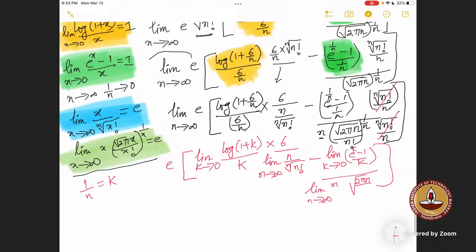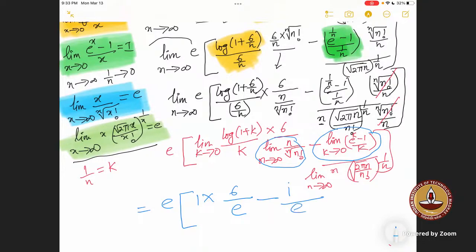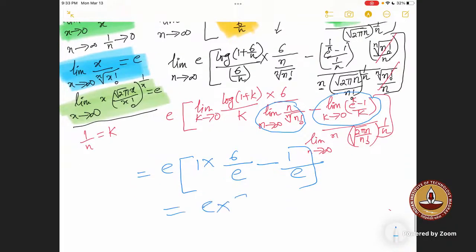Now it's a matter of substitution of all the formulas. Okay, so let me substitute one by one. So this is 1, right? 1 into 6 by this value is e, right? Minus the numerator value over here, it is 1 by the denominator value is e. So it is e into 6 by e minus 1 by e, which is e into 5 by e. So the value turns out to be 5.